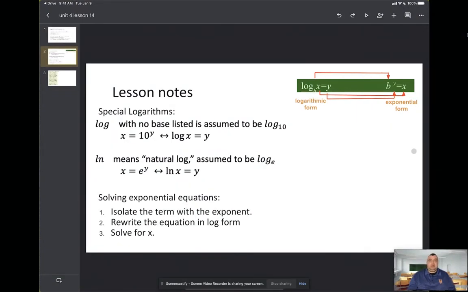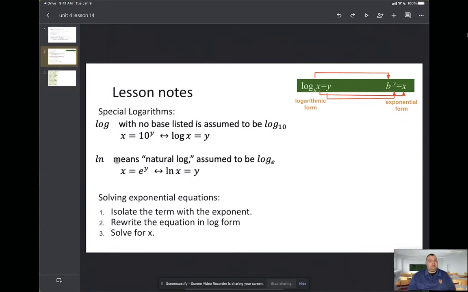Now, before we get into exponential equations, I want to first talk about a couple of special logarithms that you might see moving forward. I know I had mentioned this in a previous lesson, but in case you forgot, whenever you see log with no base, log with no base really means log base 10. So, for example, log of 10 means log base 10 of 10. Log of 15 means log base 10 of 15, so on and so forth. So, log with no base means log base 10, okay?